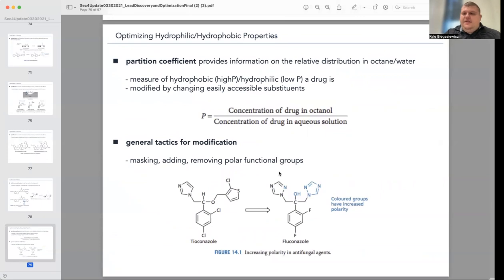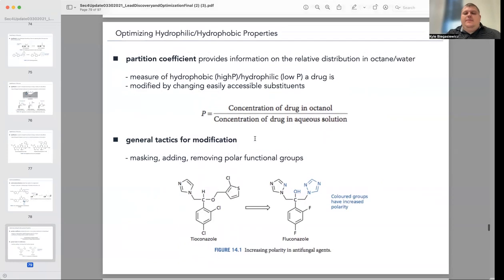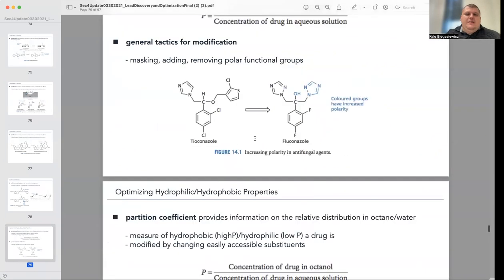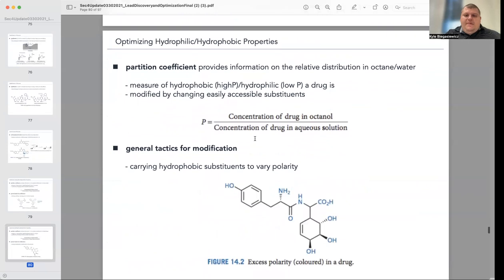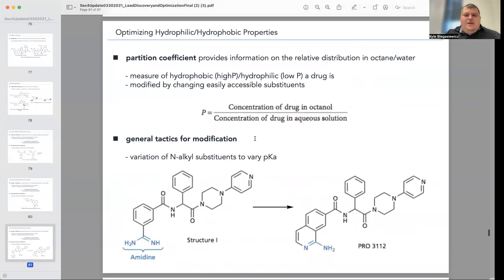Partition coefficient is likely not going to be on there. Once again, you're not going to do math. General tactics for modification, masking, adding, removing polar functional groups. Not as important on this one, but having appreciation, those are important. Would be good heading into the exam. 80, yeah, wouldn't worry about that one.